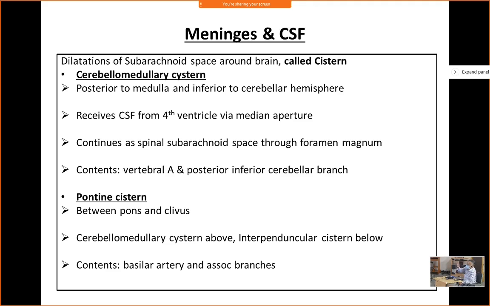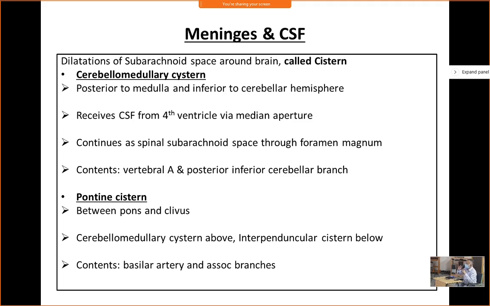What does the cerebellomedullary cistern contain? The vertebral artery, which is supplying the brain, and the posterior inferior cerebellar branch. Okay. Then you come to the pontine cistern. Again, it is related to the region of the pons, between the pons and the clivus. Now, what is the clivus again? The clivus is a part of the bone, anteriorly, and the pons will be posteriorly.